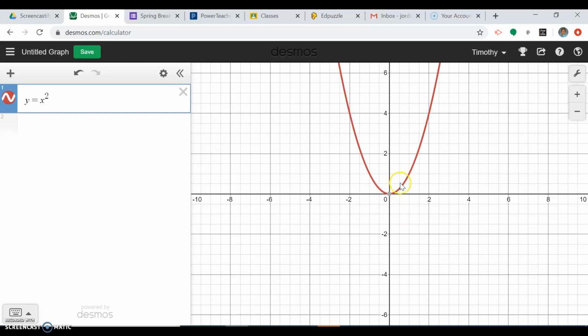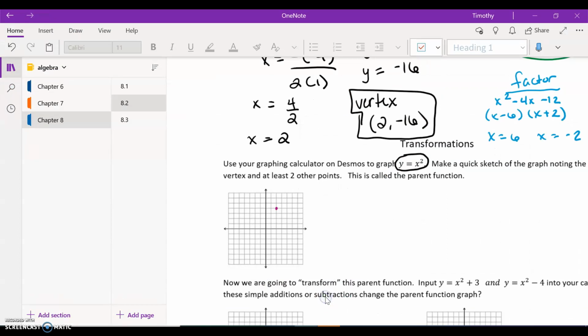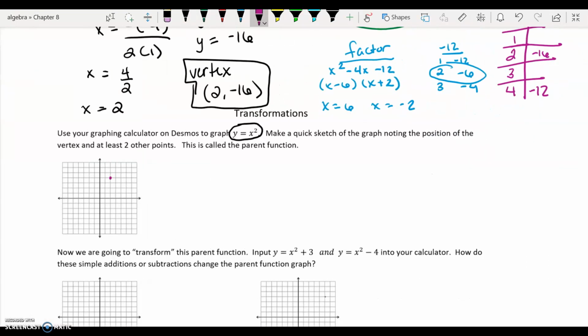Now I just want the rough sketch. Notice where it starts. It starts at 0, 0. And then it goes to 2, 4, and -2, 4. So whenever I do those coordinates, I can plot that. 0, 0 is where I start. 2, 4, do you have that one? Negative 2, 4. And you have the general shape of your parabola.